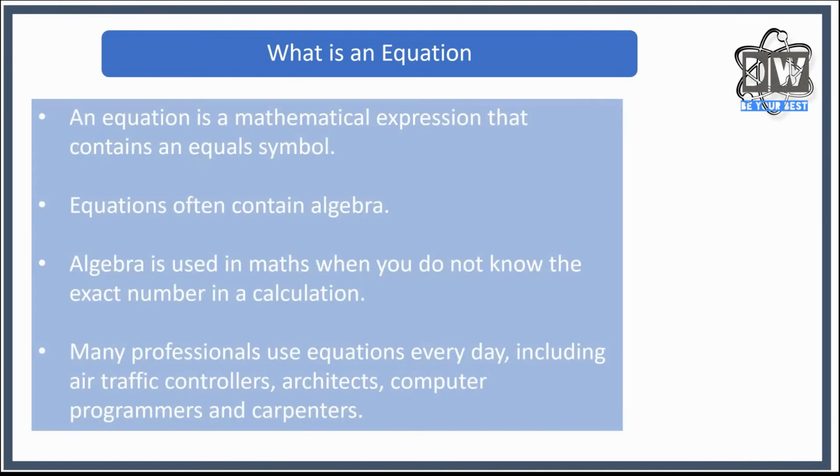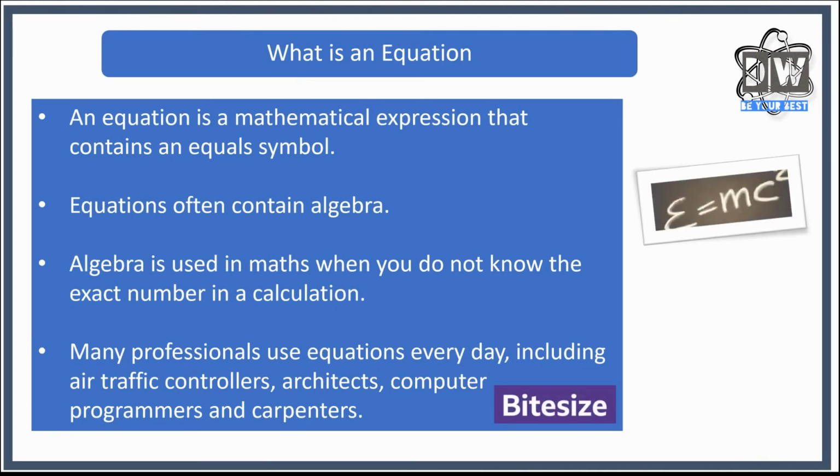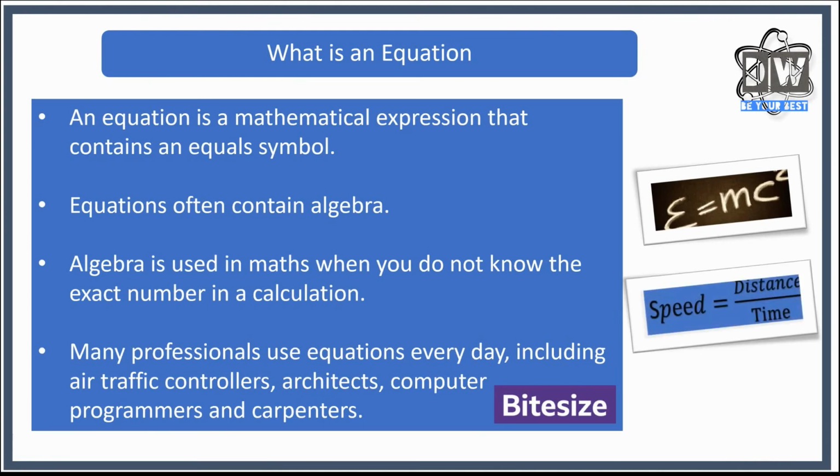So what is an equation? We've done this before. An equation is a mathematical expression that contains an equal symbol. Equations often contain algebra, which is letters, to cut it right to the point. Algebra is used in maths when we do not know the exact number in the calculation. So here's some famous examples. That's from BBC Bitesize. E equals mc squared and speed equals distance over time.